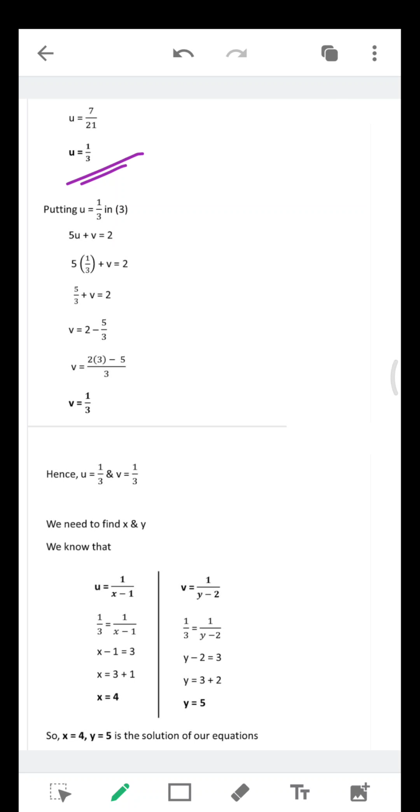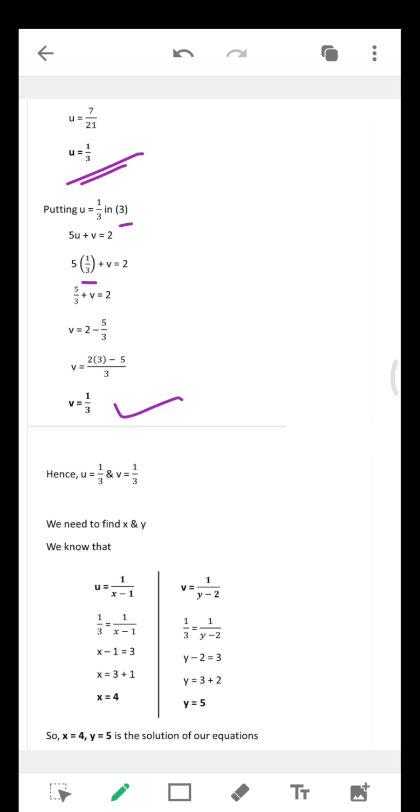Okay, now this u value I'll put in any of the equation to find the value of v. So I'm putting u value in equation number 3, and what is our equation number 3? 5u plus v is equals to 2, putting u as 1 by 3 and simplifying it by doing LCM, v is equals to 1 by 3. So this simplification must not be difficult for you because you are in 10th grade. Okay, you must be thorough with simplification of equations by elimination and substitution for this chapter.